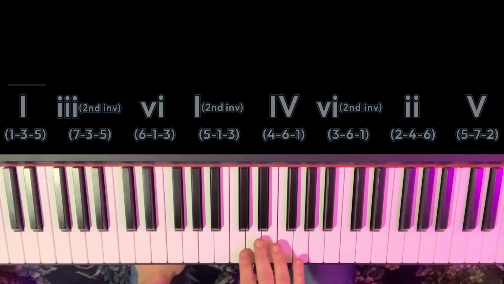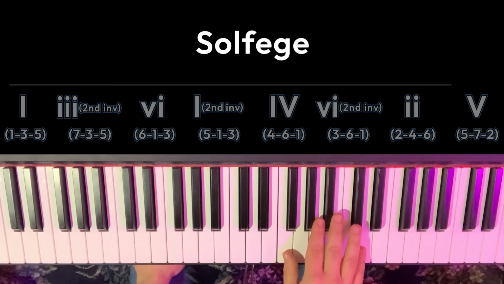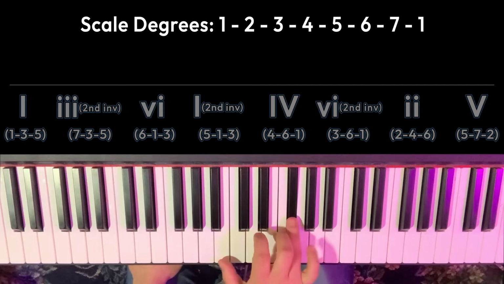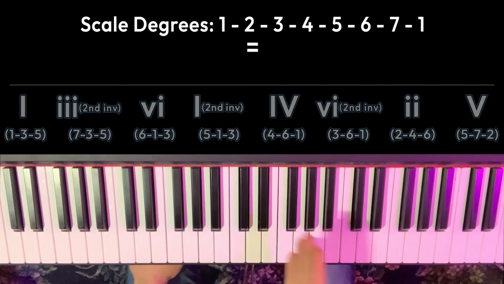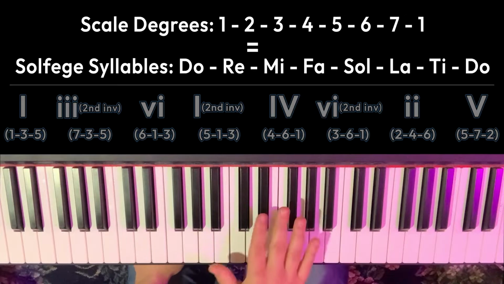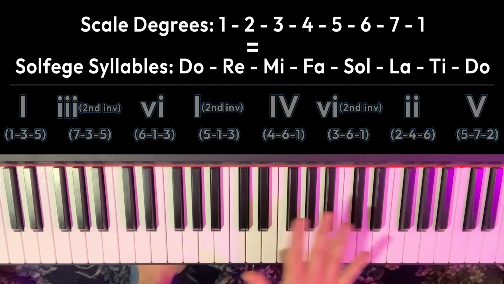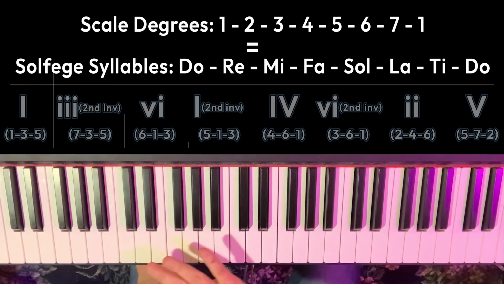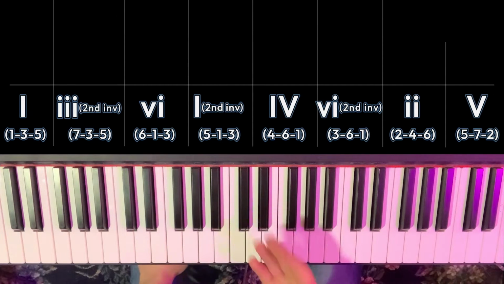Let's take a look at the melody, the vocals. So I'll be singing this in solfege, which, as a reminder, in your scale degrees 1, 2, 3, 4, 5, 6, 7, 1, that corresponds to do, re, mi, fa, sol, la, ti, do. There's lots of reasons why singing with solfege is preferable to singing with scale degrees, but that's for another day, maybe another video. For now, just trust me.